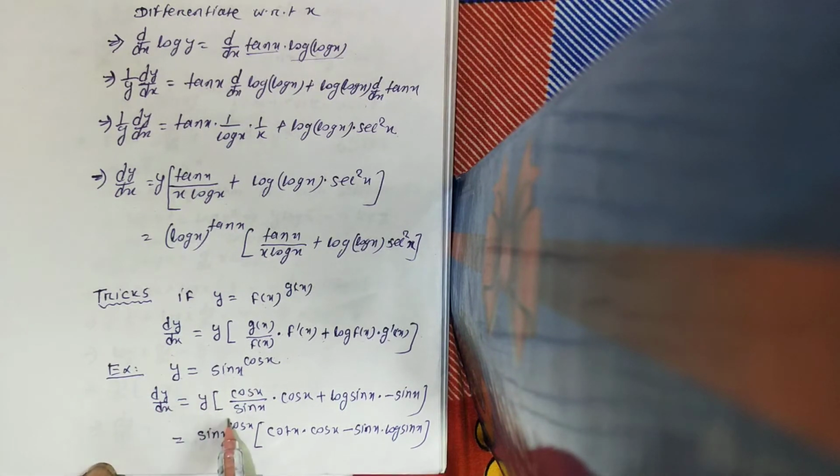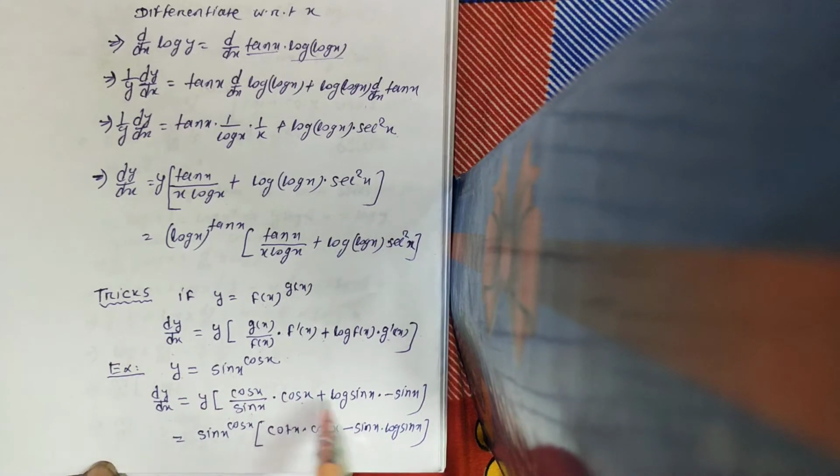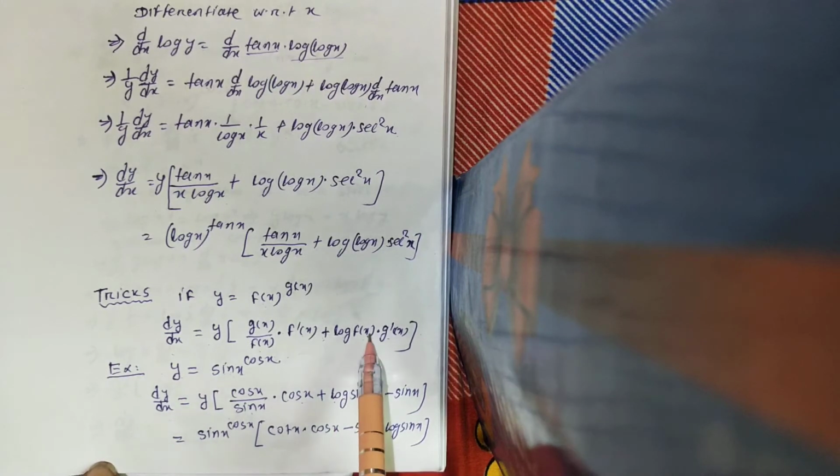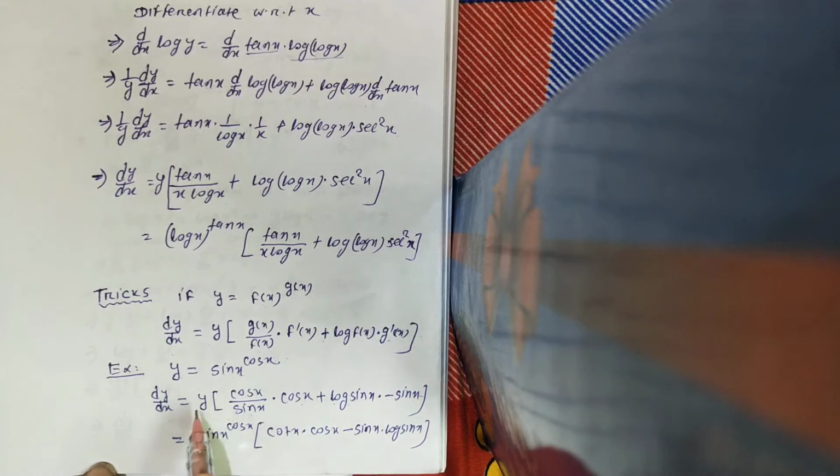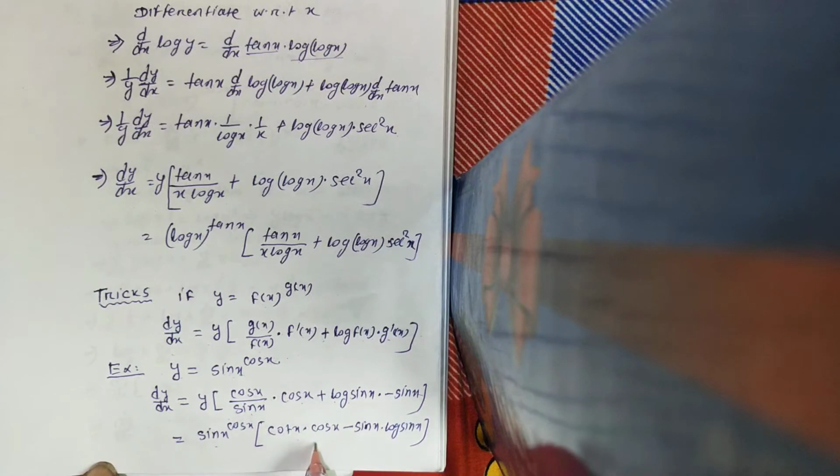y whole into g(x) by f(x), that is cos x by sin x, f dash x, that means derivative of sin x, that is cos x, plus log f(x), that is log sin x, into derivative of g dash x, that means derivative of cos x, that is minus sin x. So finally put the value of y here, that is sin x to the power cos x whole into cos x by sin x, that is cot x, into cos x minus sin x into log sin x.